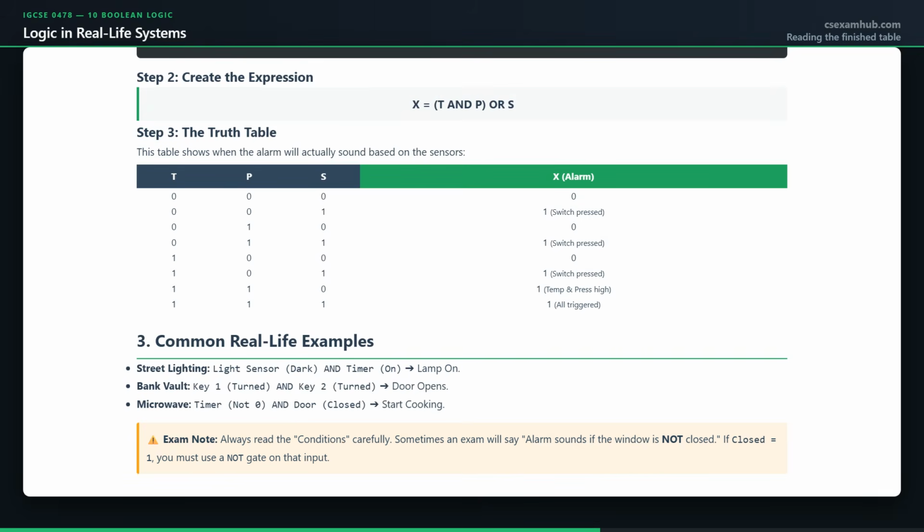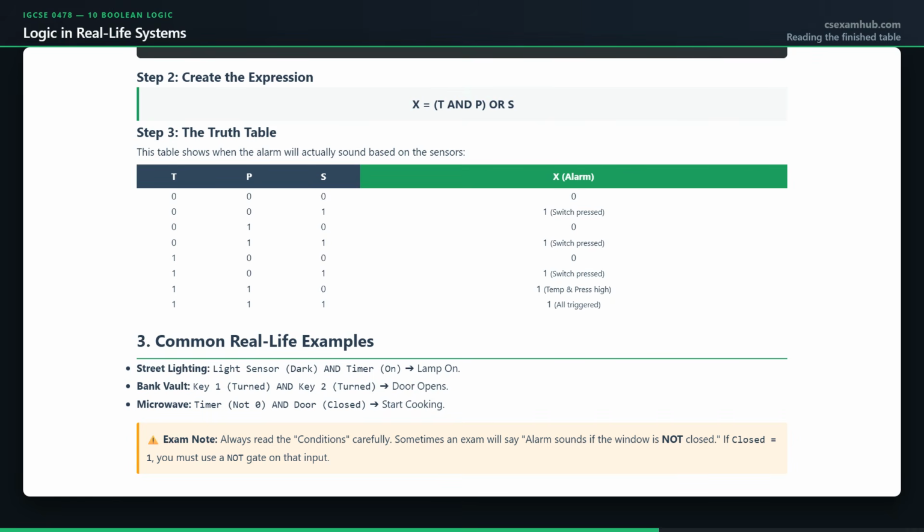Now that it is complete, the table tells you things the wording alone did not make obvious. Look at every row where S is 1, rows 2, 4, 6, and 8, and the alarm sounds in all of them, no matter what T and P are doing. That is exactly what we would expect from an emergency override, and seeing it in the table confirms the expression is right. Now look at the rows where S is 0. The alarm sounds in only one of those 4, the row where T and P are both 1.